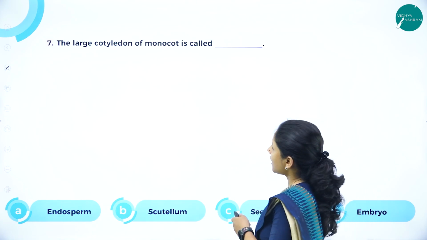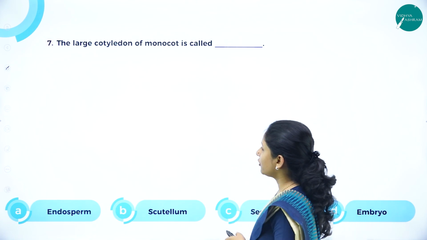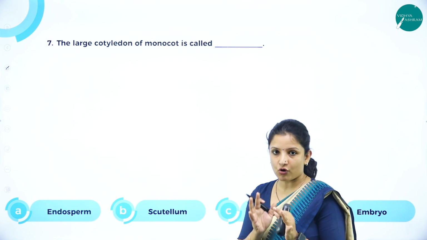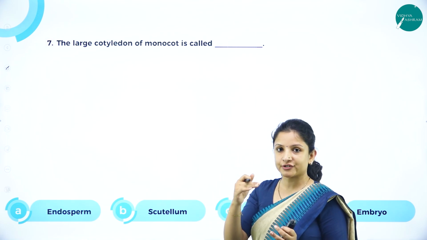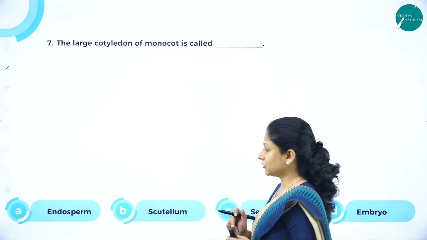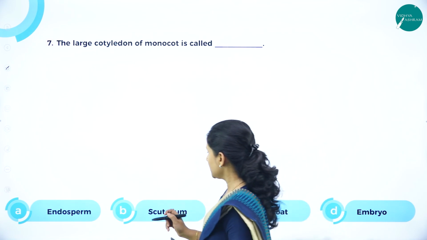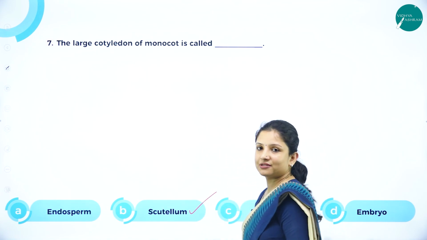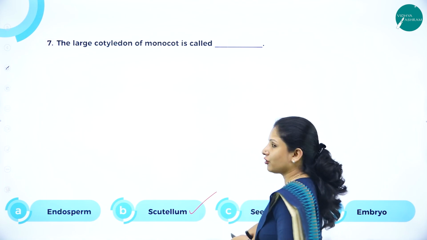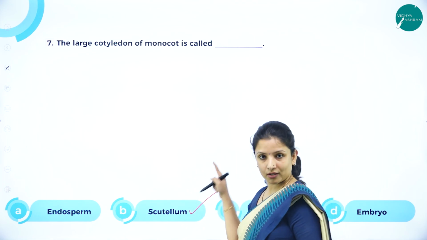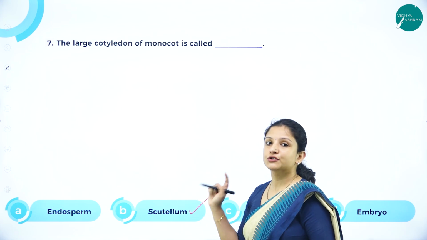Next question. The large cotyledon of monocot is called? In monocot, there is a large cotyledon that is just below the endosperm. What is it? Is it an endosperm? No. It is a scutellum. So, scutellum is the right answer. It's not the seed coat nor the embryo. That cotyledon that is there in monocot is called scutellum.